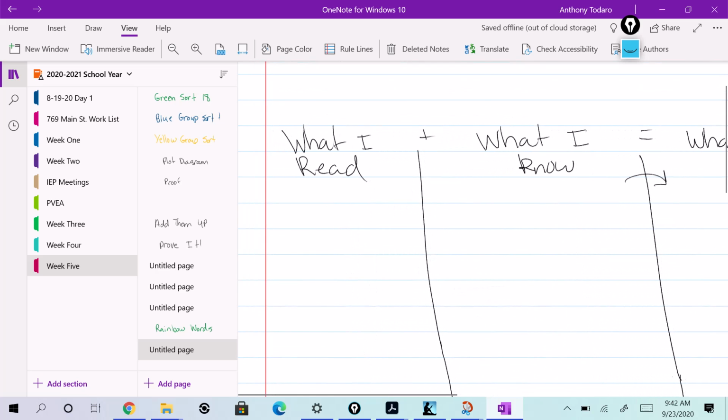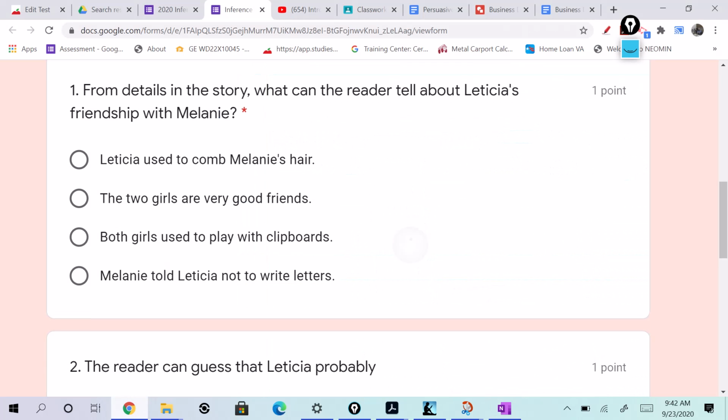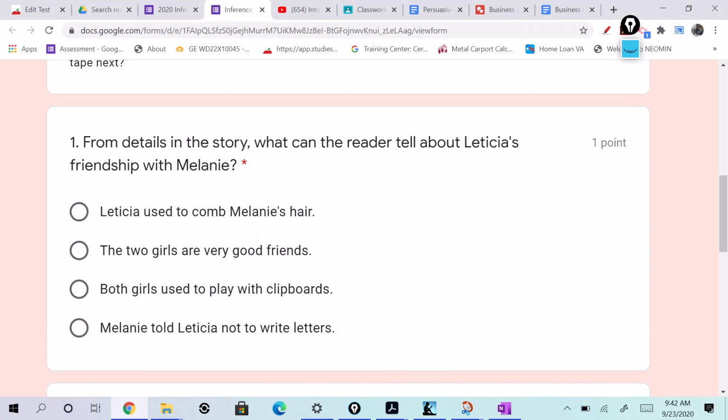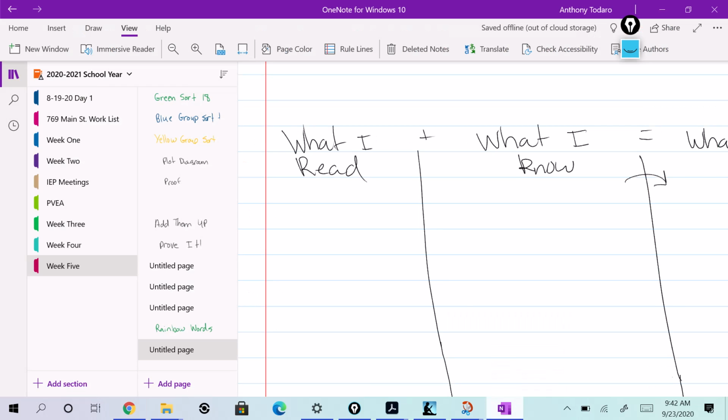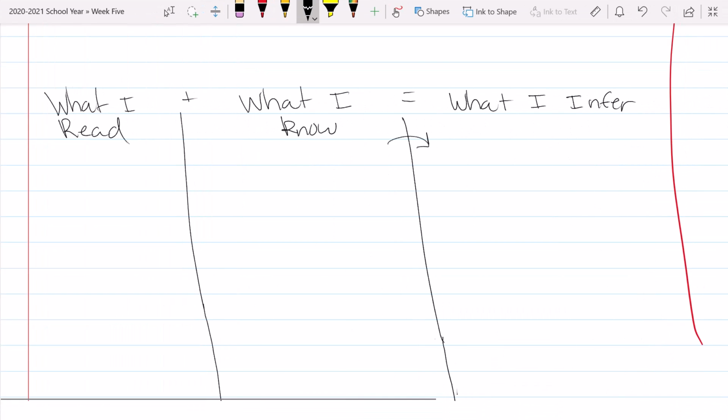What was the first question? Let me see. What was that first question? From the details in the story, what can the reader tell about Letitia's friendship with Melanie? Let's make the inference now. What do we think? How does she feel about Melanie? She hates her and can't wait to get away from her, right? Yeah. No, Richard's saying no.